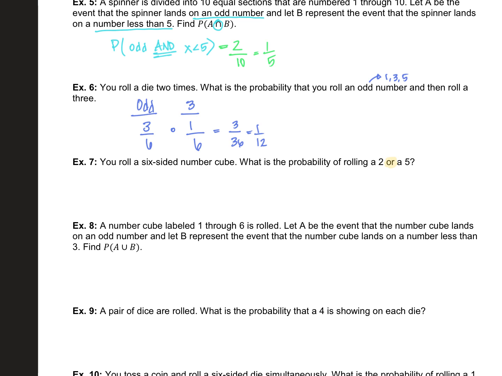If I do this, I still have a 2 that I'm trying to roll and a 5 that I'm trying to roll. But this time, since I have the word or, I'm not going to multiply my events. I'm going to add my events together. If I roll a 2, I only have a chance of getting a 2 one time with a total of 6 sides. Then for a 5, I only have a chance of rolling it one time with, again, a total of 6 sides. If I add across the top, 1 plus 1 is 2. My denominators are the same, so they stay the same. If I reduce this fraction, my probability is 1/3.